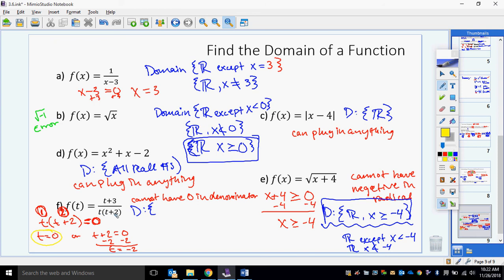Okay, so these are the two values that make my denominator 0. If I plugged in 0 for t, I'd get 0 in my denominator. If I plugged in negative 2 for t, I'd get 0 in my denominator. That's what I do not want. Okay, so let's write that into our domain. Domain, we could have any number except, sorry, I wrote x, we can't have t equals 0 or t equal to negative 2. Okay, so another way to write that is all reals, t not equal to 0 or negative 2.